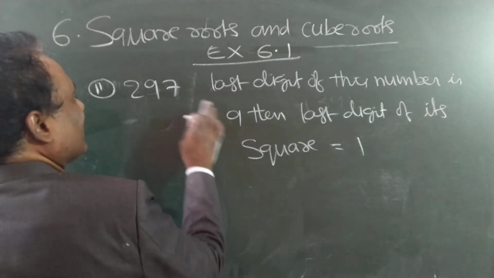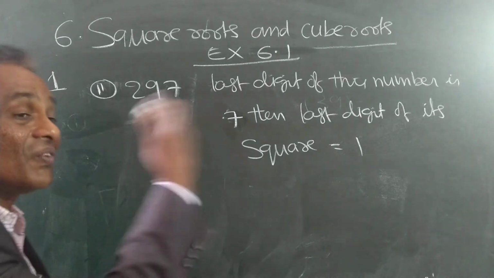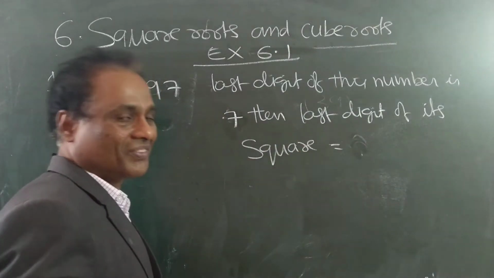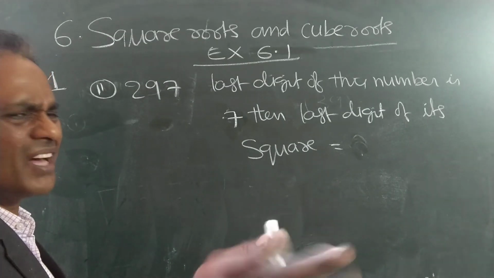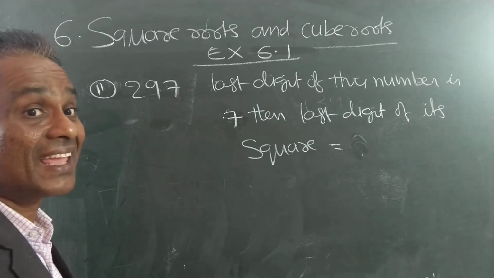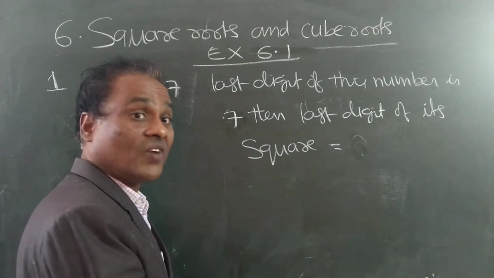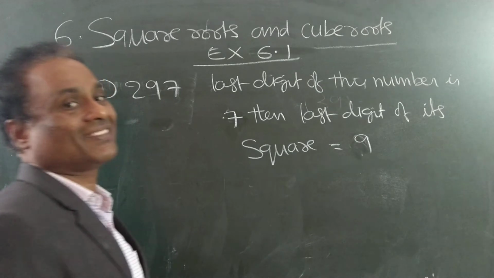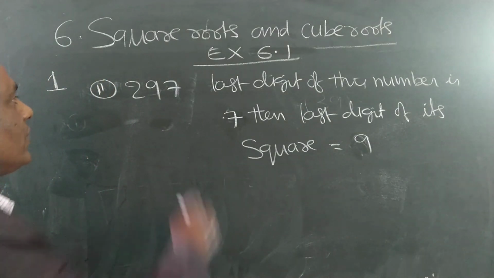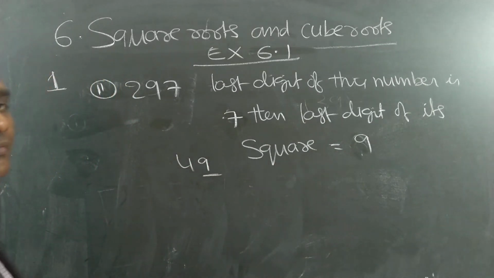The last digit of this number is 7. So what is the square of the last digit? I gave the notes, so no need to memorize it. 7 squared is 7 into 7, which is 49. The last number of 49 is 9. So square this 7, 7 squared is 49, and the last number is 9. Write it down.